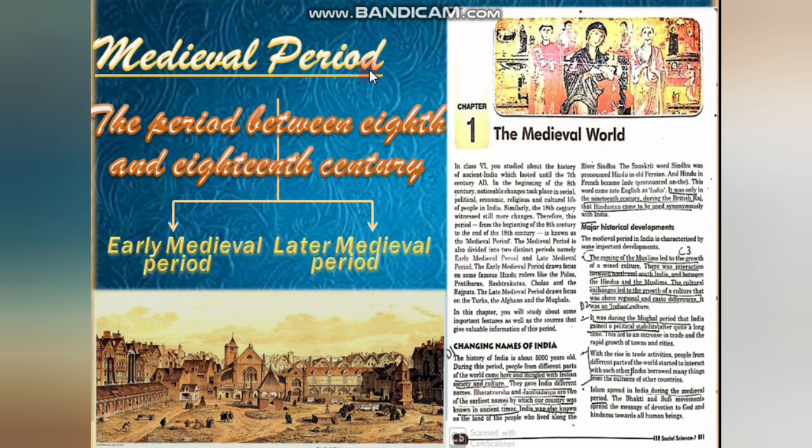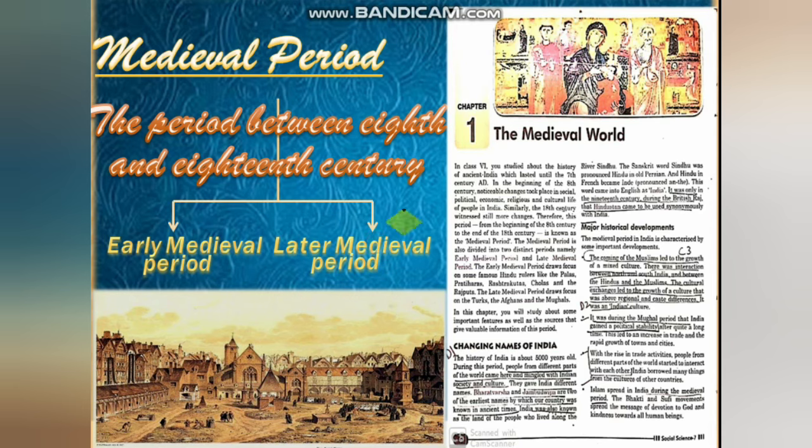You know, the ancient period is divided into several periods. Likewise, the medieval period is also divided into distinct periods, the early medieval period and the later medieval period. The early medieval period draws focus on some famous Hindu rulers like the Palas, the Pratiharas, the Rashtrakutas, the Cholas and the Rajaputs. The next period is the late medieval period. It draws focus on the Turks, the Afghans and the Mughals.